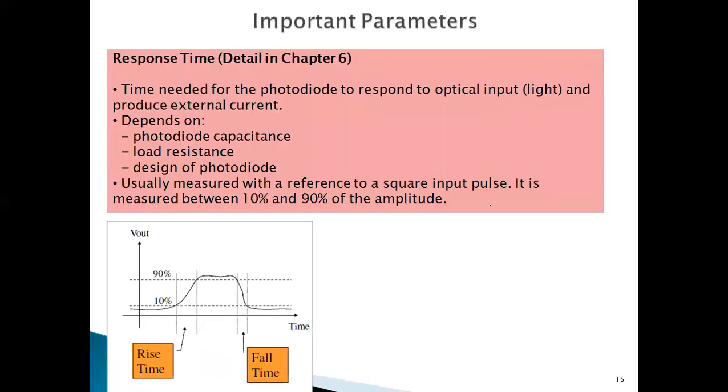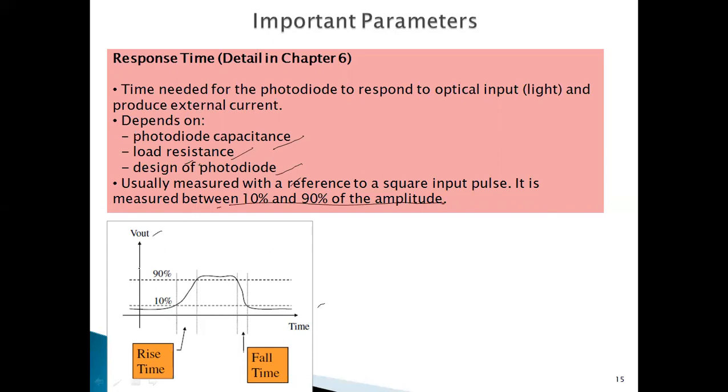Okay, so the next parameter is response time. Response time will be covered in detail in chapter 6, but for the time being, we just state here that response time is the time needed for the photodiode to respond to the optical input, or the light, and produce the external current. The response time depends on the capacitance, the load resistance and the design of the photodiode. Normally we measure the response time with respect to a square input impulse, and it's measured between 10% and 90% of the amplitude.